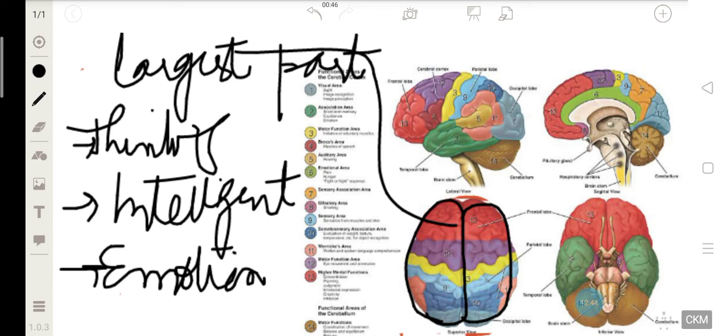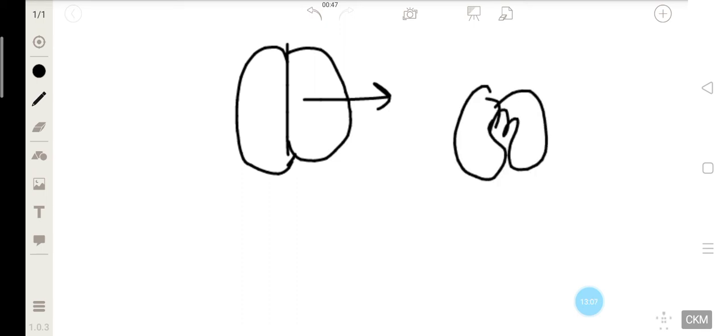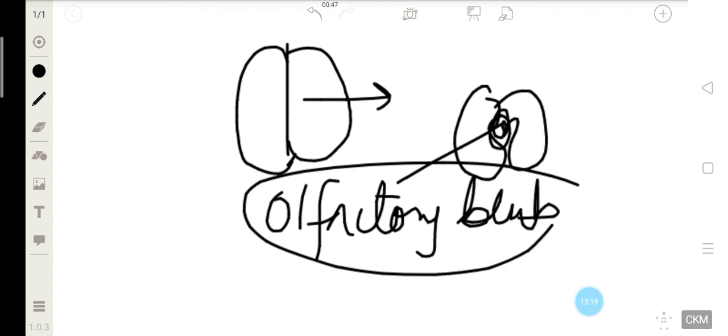The interior part of the cerebral hemisphere actually contains the olfactory bulb. Okay students, so this is the brain, and these are two hemispheres, known as the cerebral hemispheres. Now let's see the structure inside this cerebral hemisphere. If you look at the interior part of the hemisphere, you will see that it contains the olfactory bulb, and this is receiving the impulse from the olfactory nerve.